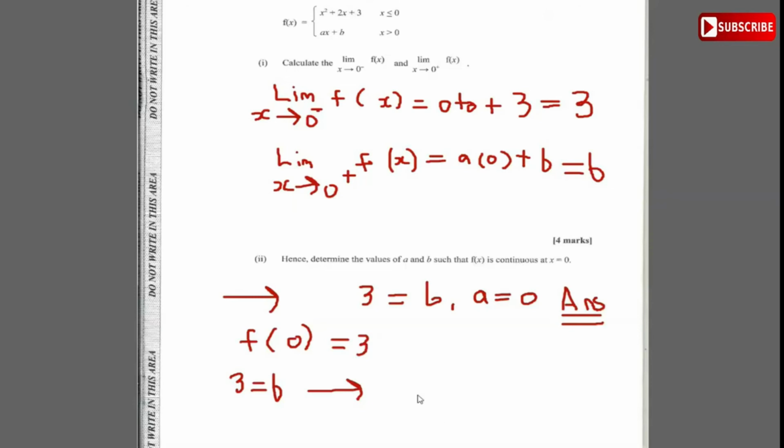Because now you have a times x plus b, where b is 3, is equal to 3. And if a times x plus 3 is equal to 3, then a times x must be 0. So a must be 0. I don't know why that is 5 marks. That's crazy. This should be b is 3 and a is 0. I'm not sure why that is 5 marks.